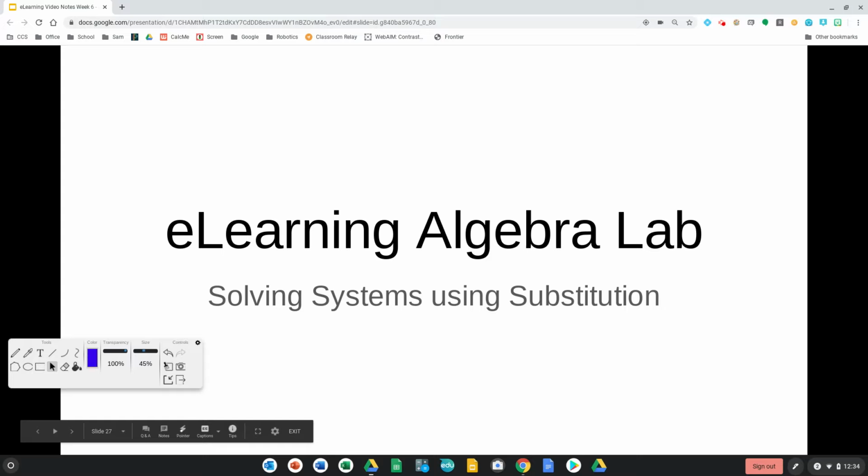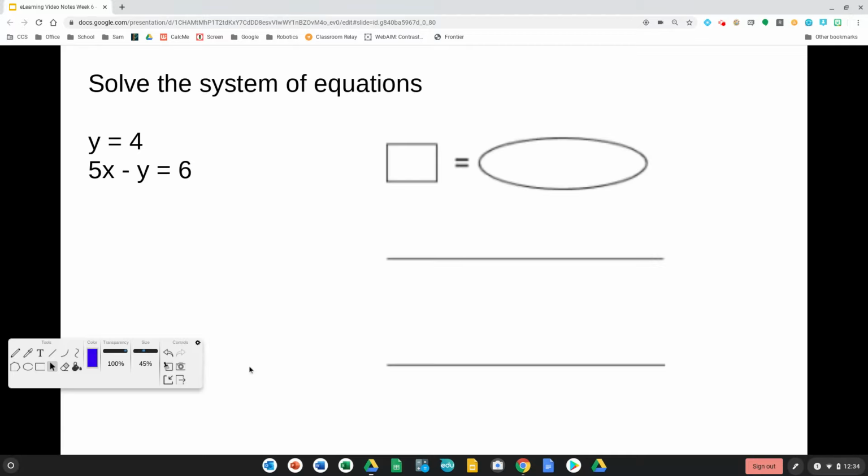Welcome, Algebra Lab students. We're going to look at the idea of solving a system of equations using substitution, which is something that you should have done in your algebra class already. So this should be a review for you, but I want to show you a quick reminder before you start your assignment today.